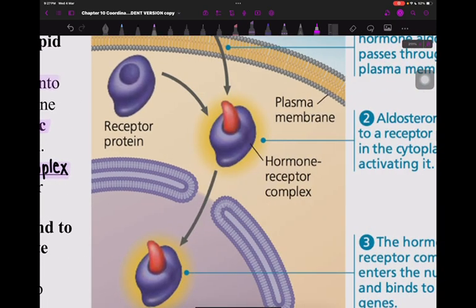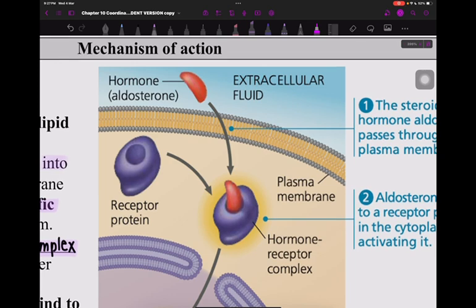Kita tengok dulu dalam gambar ni. First, hormon ni dia akan masuk pergi cytoplasm. And then di cytoplasm ni dia ada receptor protein. So bila hormon sudah masuk, it will bind into the binding site of receptor protein. Bila dorang sudah bind, then terjadilah hormone receptor complex.